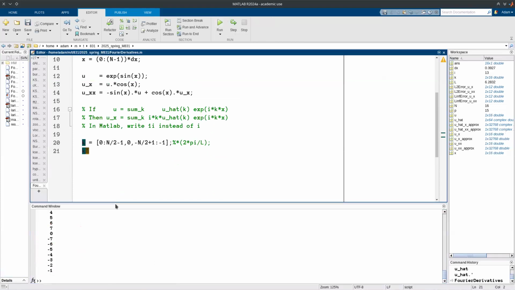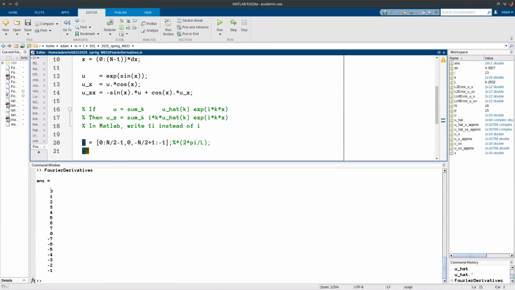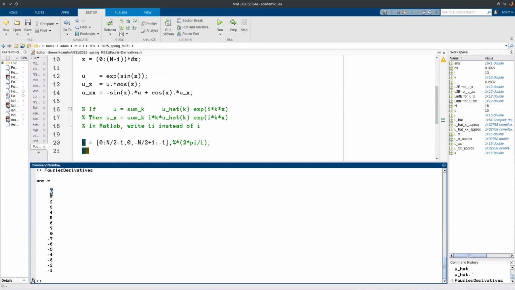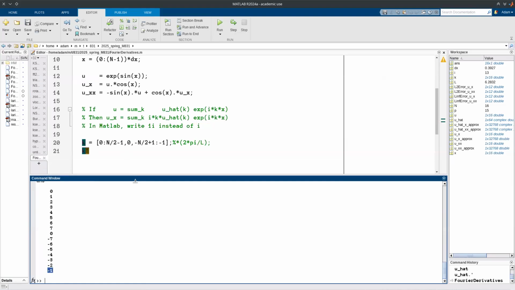Run it. See there, Matlab starts counting. So the first entry is wave mode 0, all the way up to wave mode 7. And then there's a 0 here. I'll explain more about that in a minute. Technically, this should really be thought of as the 8th index, and then negative 7 up to negative 1. So those are our indices.